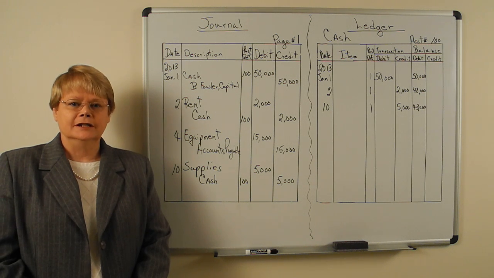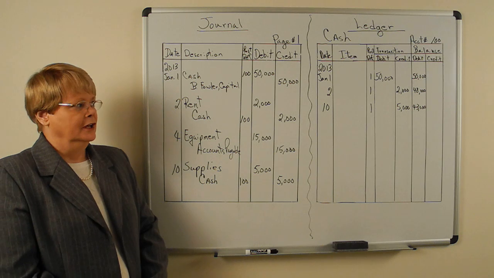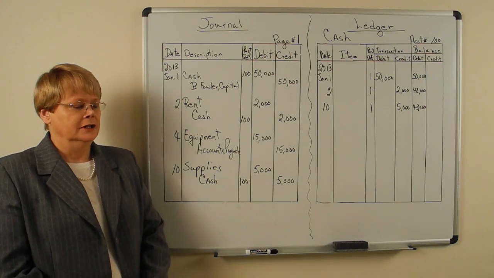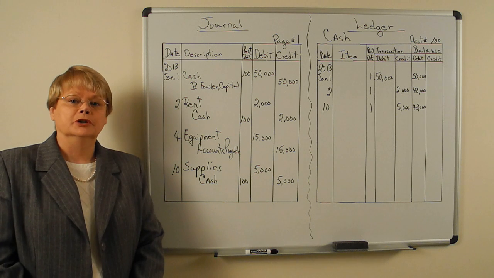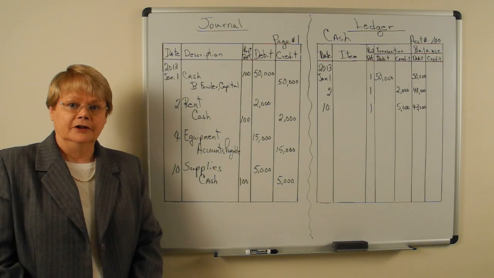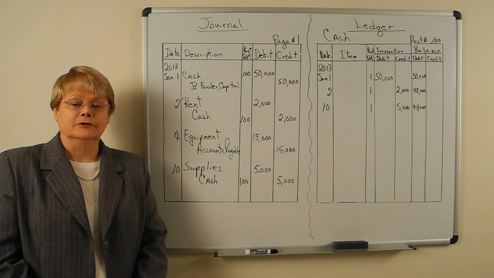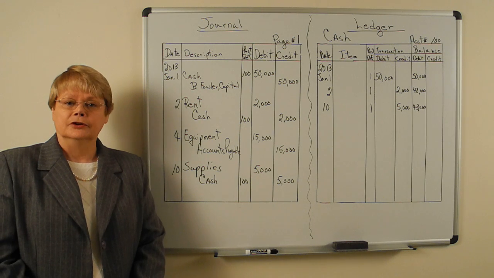What I'm going to do today is talk about journals and ledgers. I have a portion of a journal and one ledger up here. The journal is the book of original entry. That's where you make your entry for the very first time, and it is in chronological order, which means it is recorded in the date that the transaction occurs.